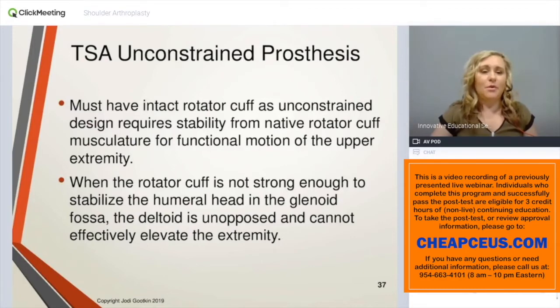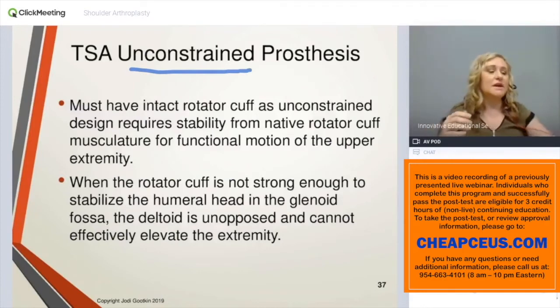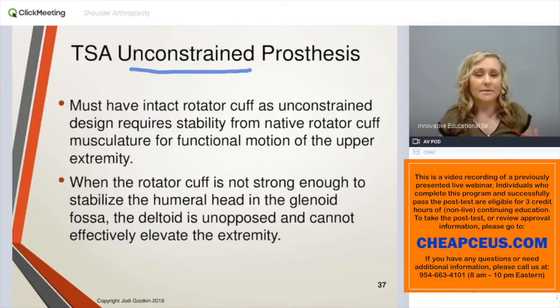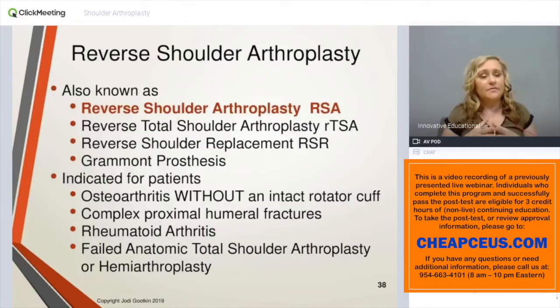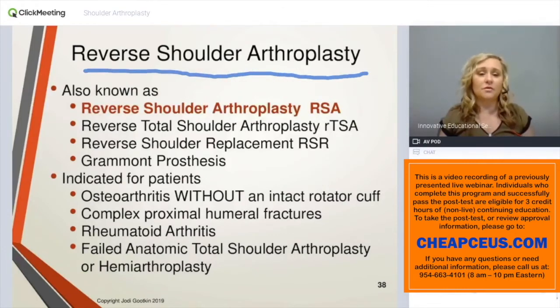The total shoulder component is considered an unconstrained design. By unconstrained, this means it replicates the normal shoulder anatomy. In doing so, the patient needs to have an intact rotator cuff in order to control those compressive and shear forces, that superior translation. So it's very important that these patients have an intact rotator cuff in order for this procedure to be successful. If the physician has a patient where the rotator cuff is not intact, that's when he's more likely to opt for the reverse shoulder arthroplasty.